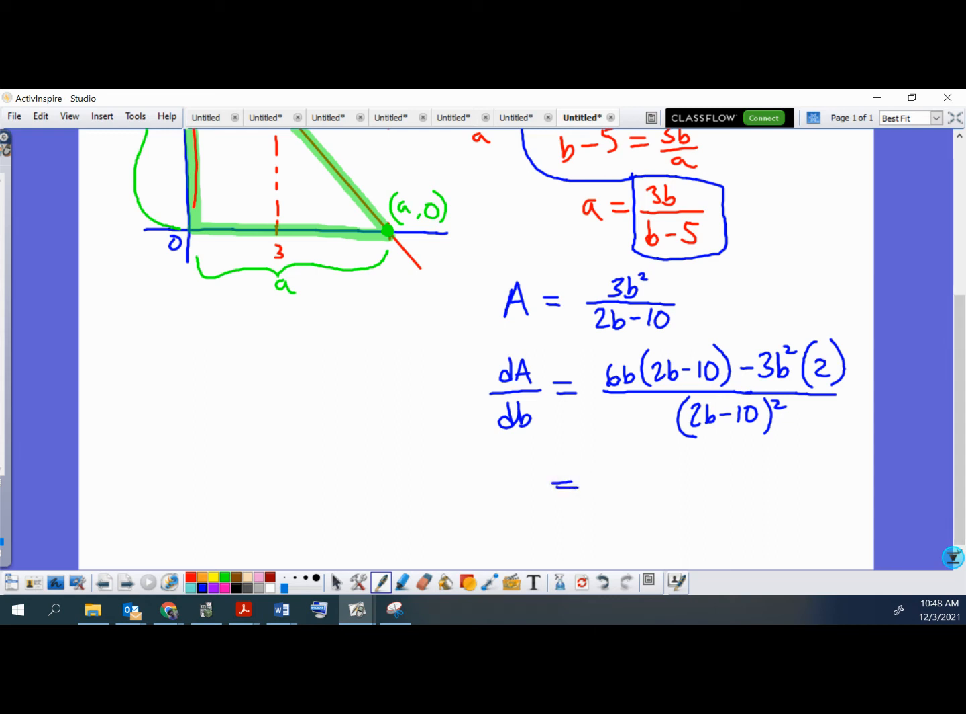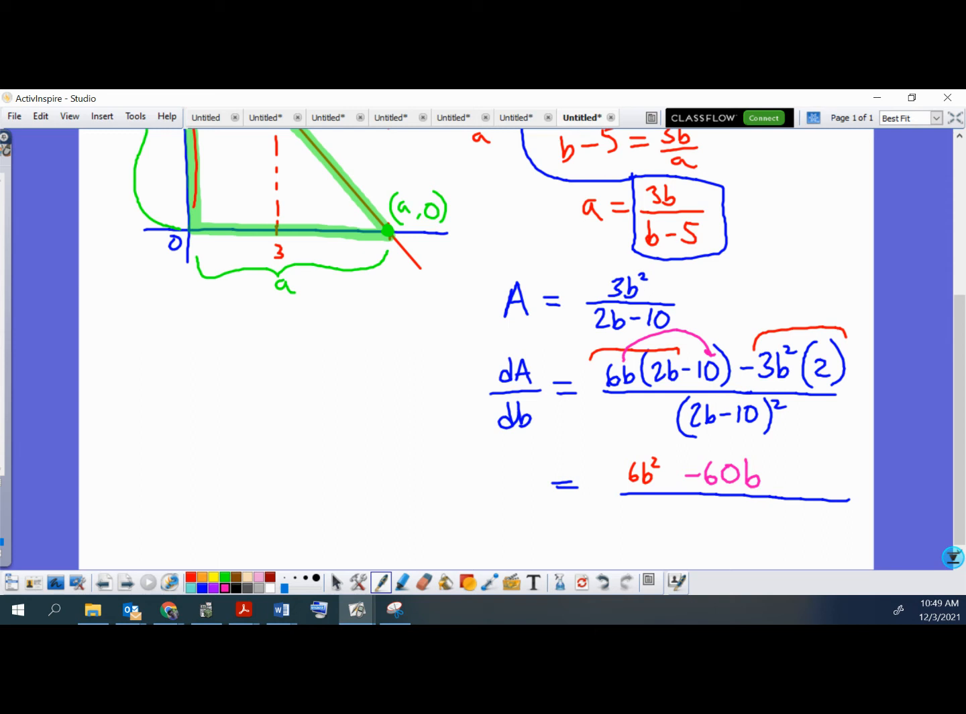And so I'm going to simplify the numerator. I'm going to expand and reduce. Here I have a 12b squared, and here I have a minus 6b squared. So that's going to be 6b squared. And then when I distribute here, I'm going to have minus 60b.